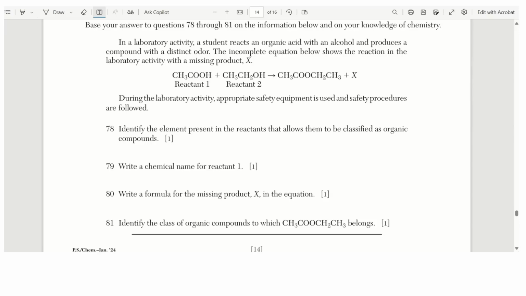Getting closer, 78 through 81. Identify 78. Identify the element present in the reactants that allows them to be classified as organic compounds. Literally carbon. Bam. Okay. Write a chemical name for reactant 1.